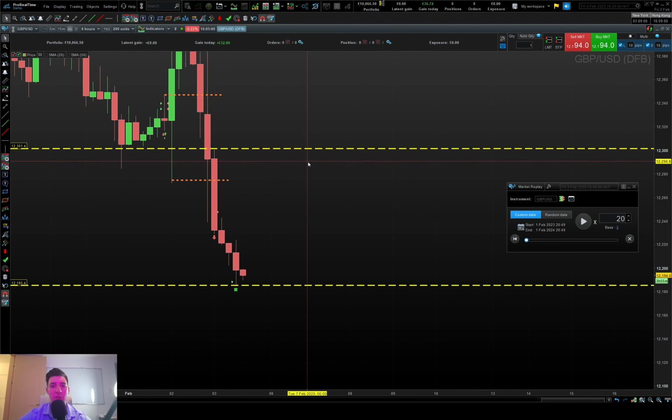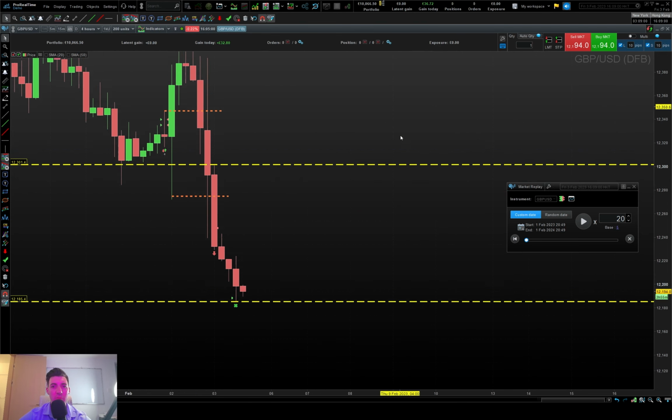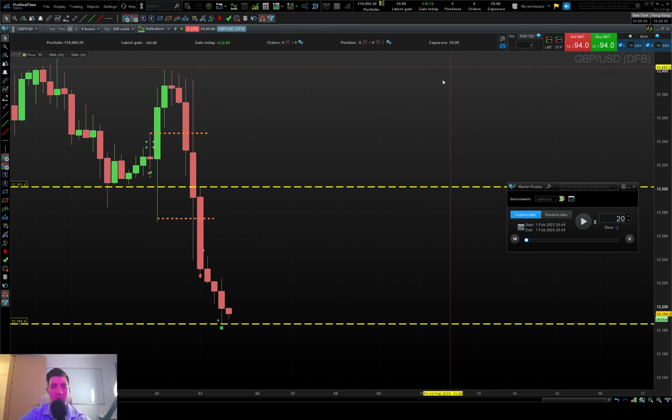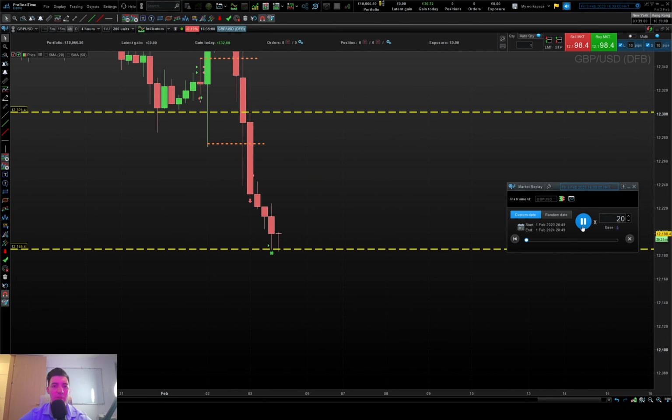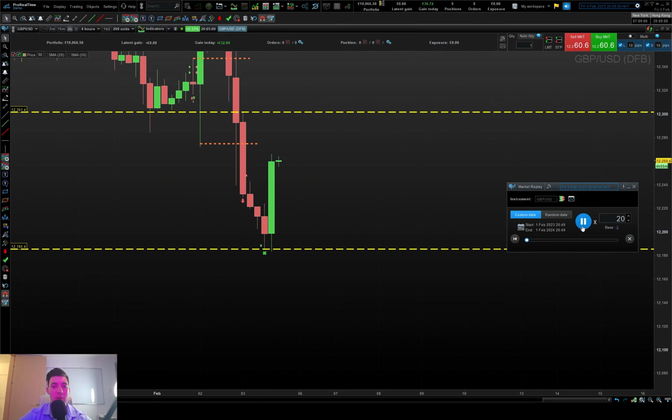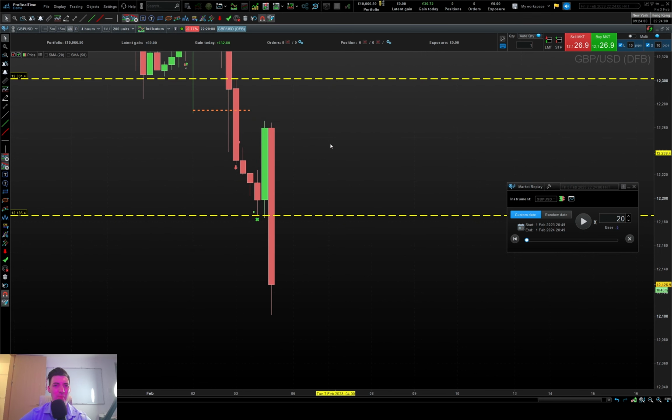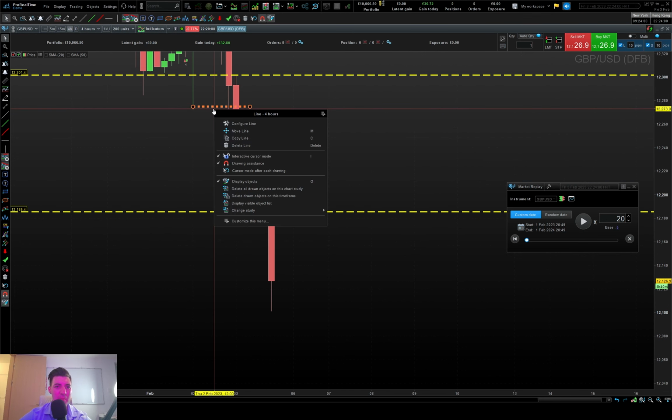So this will be our change of character. If it breaks this, I'm assuming this is a reversal and it's going back in the opposite direction. But if it only comes up to here, it will likely fall back down. So let's see if it crosses over. Okay, oh wow, it's really going for it. Massive drop. Let me mark that down.